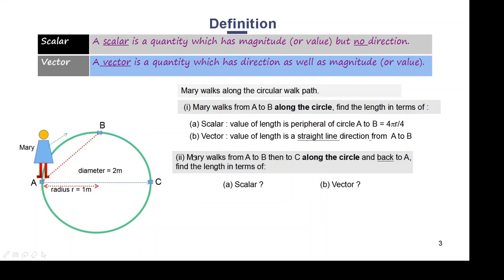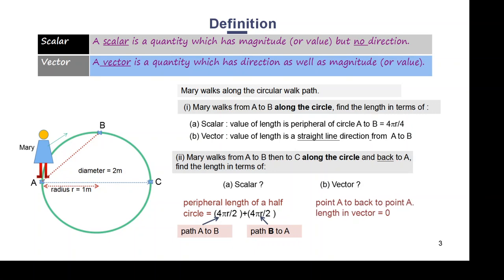Question 2. Mary walks from A to B then C along the circle and back to A again. So find the length in terms of scalar and vectors. Can you get the answer? In terms of scalar, it means the peripheral length of a half circle, 4 pi r divided by 2. In terms of vector, it is from point A back to point A, so the length is equal to 0.